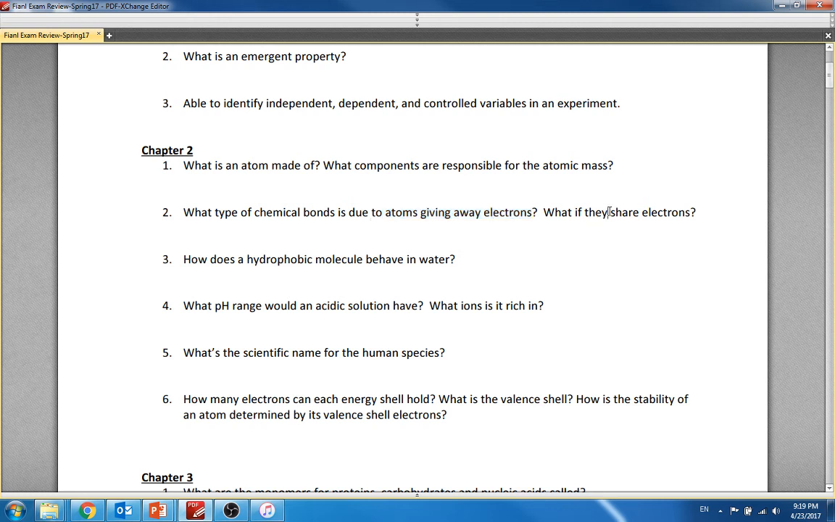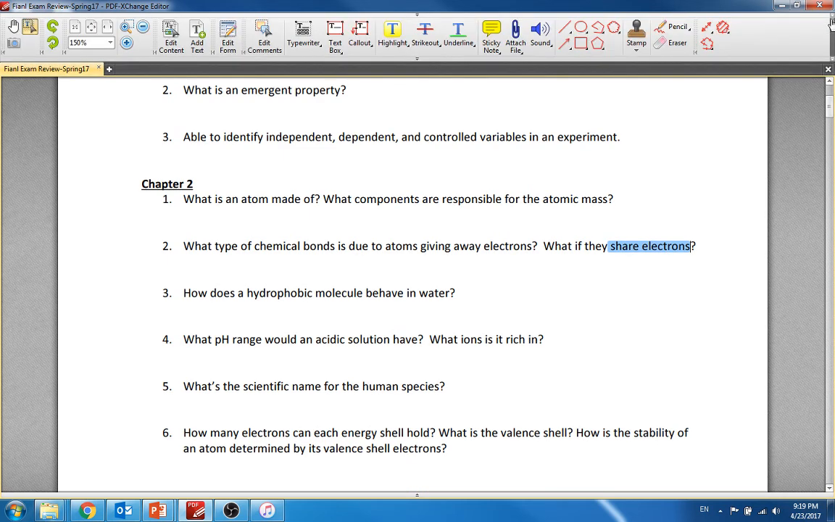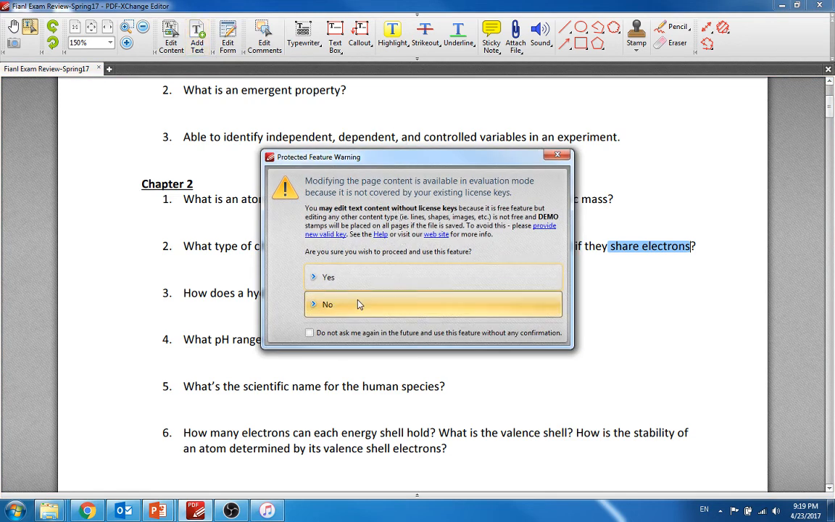What if they share electrons? That would make the chemical bond a covalent bond. And remember that if the two atoms share electrons equally, that would be called a nonpolar covalent bond. If they share not equally, that would be a polar covalent bond.